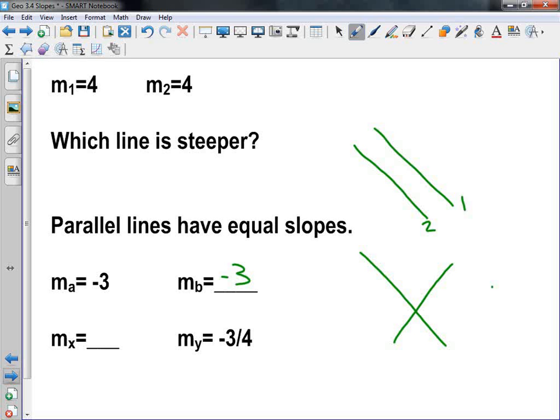We have the slope of x is unknown. The slope of y is negative 3/4. What's the slope of x? I'm looking for the slope of x.